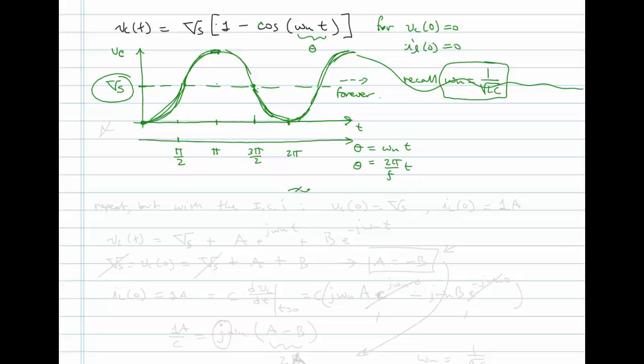Now let's go back and try solving this one more time with a different initial condition, just to show you how this can kind of evolve to be a different but yet similar form. So let's repeat, but with the initial conditions as follows. Vc of 0, let's say instead of being equal to 0, let's say it's Vs. And IL of 0 we'll say is equal to, we'll just say 1 amp. Okay?